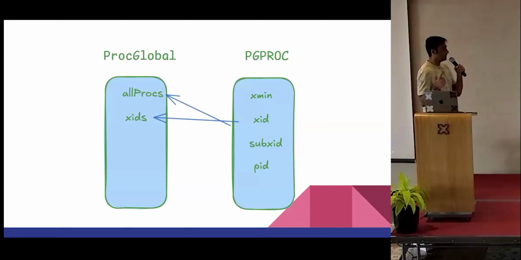These fields are reflected into another structure called ProcGlobal, which in turn is a shared memory struct. So PGPROC, all the backends have it, but it's not shared. ProcGlobal is what is exactly shared. This ProcGlobal has a complete copy of the PGPROC, and just for faster access, it has all the transaction IDs which are being executed in the system at any given point in time, listed as a sorted array.